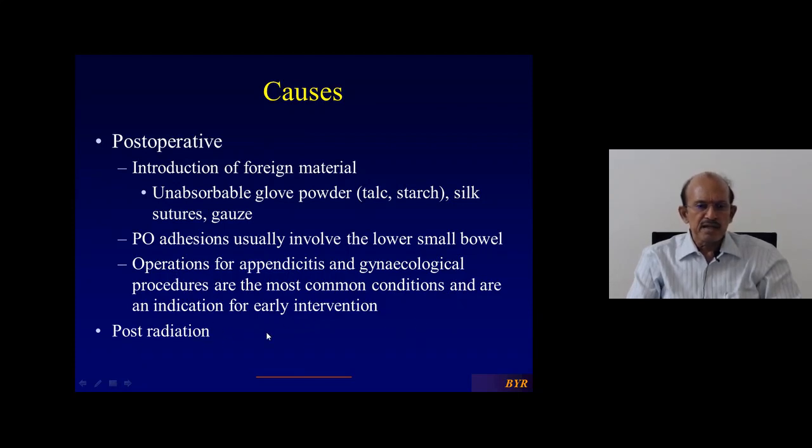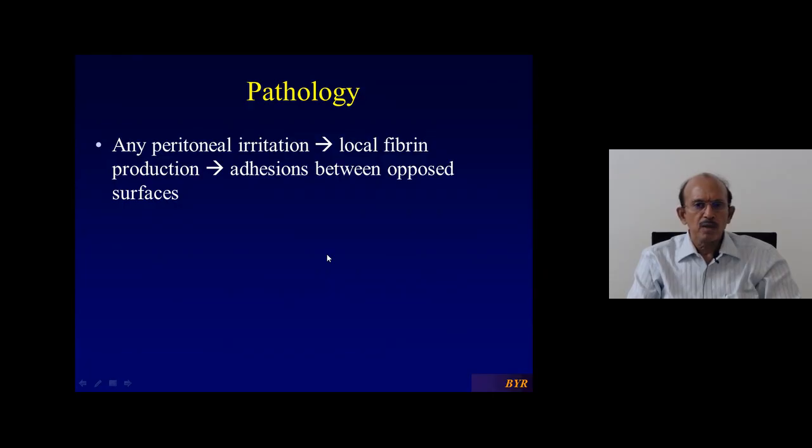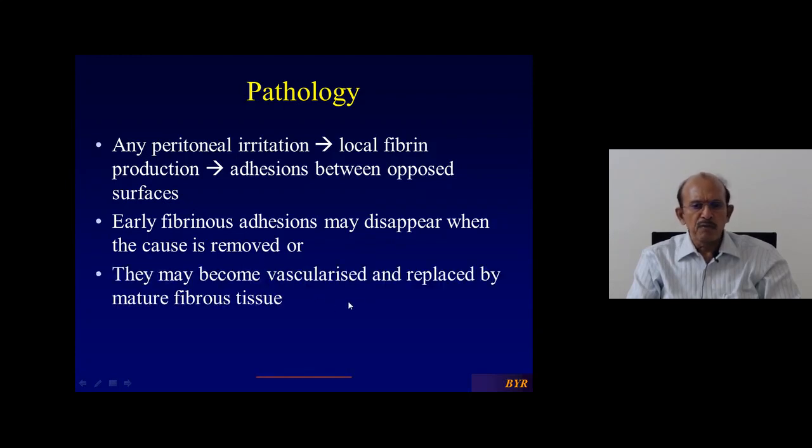Then post-radiation adhesions, then following drugs like propranolol, which is used as an antihypertensive. Pathology: any peritoneal infiltration due to foreign body or inflammation causes local fibrin production, and this leads to adhesions between the opposite surfaces. Early fibrous adhesions may disappear when the cause is removed. They may become vascularized and replaced by mature fibrous tissue.